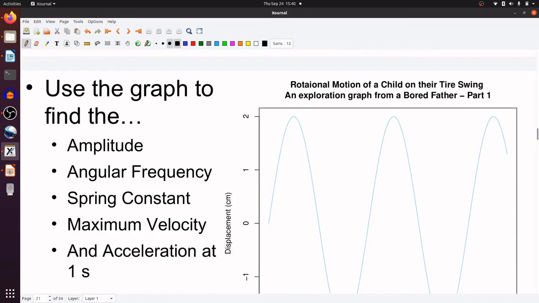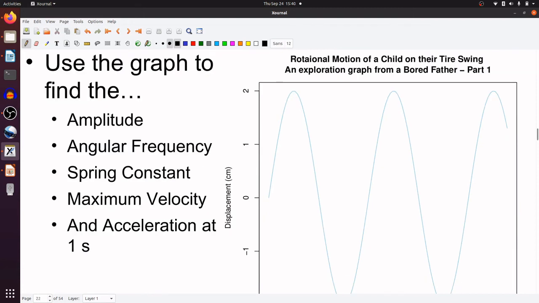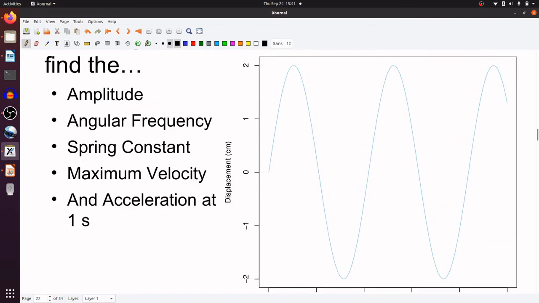Now the last question doesn't really fit anywhere, but one of your homework problems is like it, so I added it this year. Basically, we talked about the graph, and we didn't really do any problems with it, so I'm going to do a problem with this. We're going to use this graph to find the amplitude, the angular frequency, the spring constant, the maximum velocity, and let's say the acceleration at 1 second. So a lot of things. This graph is the rotational motion of a child on their tire swing, so it's kind of watching the swing go back and forth.